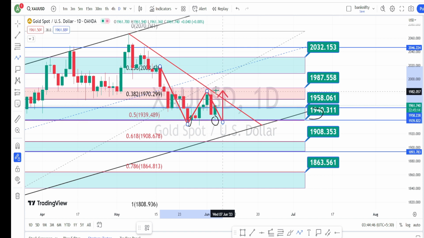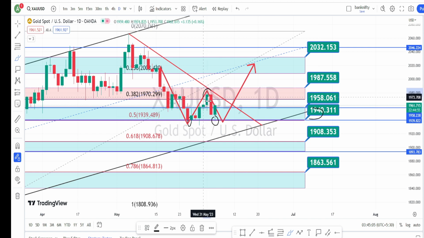Once the price action breaks the previous high or the resistance level of 1987, we can expect it to bounce back on the bullish side retrace, which will also confirm the formation of the double bottom pattern, which is the trend reversal pattern. In order to get the confirmation on the trend reversal on the bullish side, wait for the price action to break this resistance level of 1987.